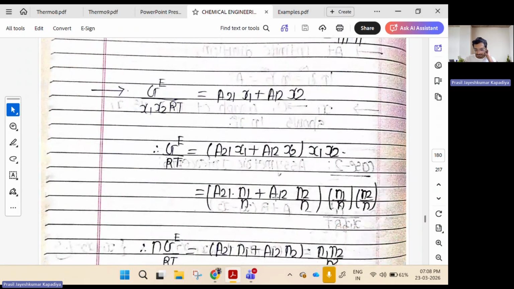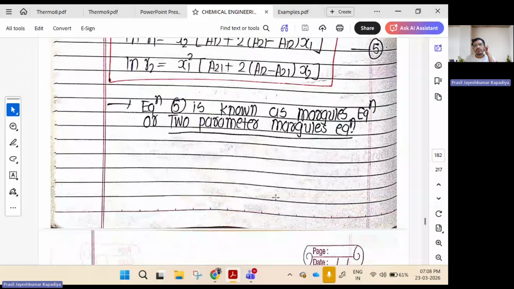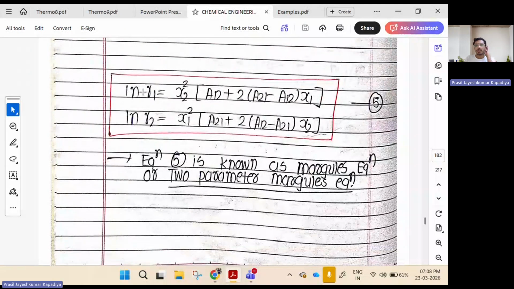In a similar way, when I derive this equation, I find ln gamma 1 is equal to x2 square [A12 plus 2 (A21 minus A12) x1], and ln gamma 2 is equal to x1 square [A21 plus 2 (A12 minus A21) x2]. So this is known as the two parameter Margules equation.